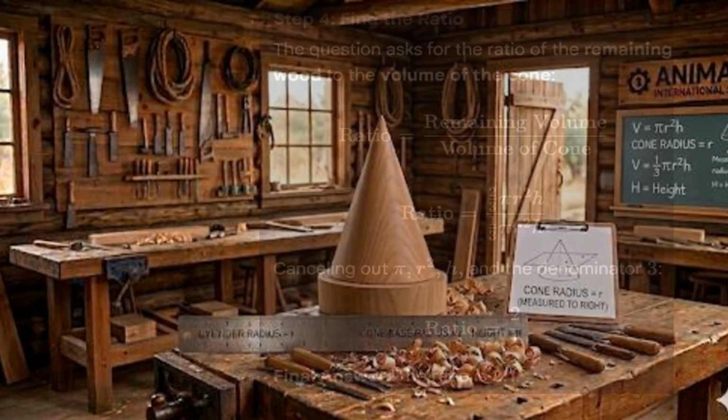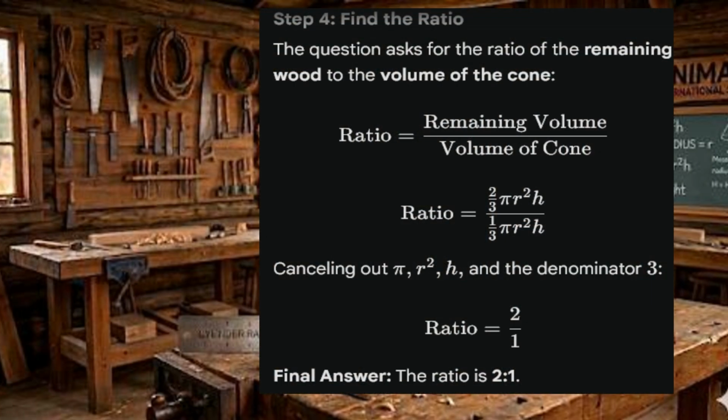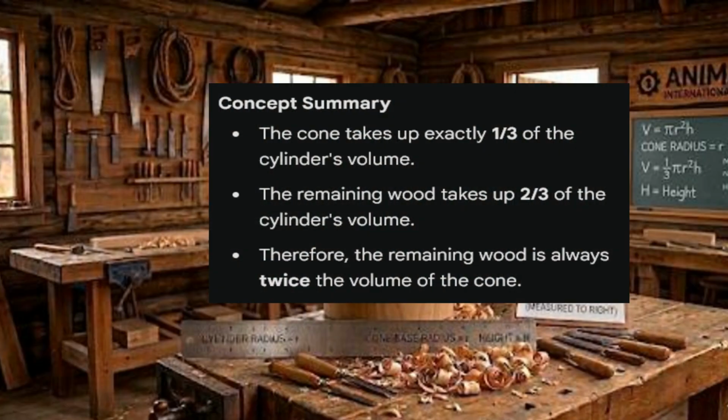Step 3. Determine the ratio. The ratio of the volume of the remaining wood to the volume of the cone is 2/3 pi r squared h to 1/3 pi r squared h. Simplifying the ratio, we cancel out pi r squared h from both sides, leaving 2/3 to 1/3. Multiplying by 3 gives a ratio of 2 to 1. The volume of the remaining wood is twice the volume of the carved cone.